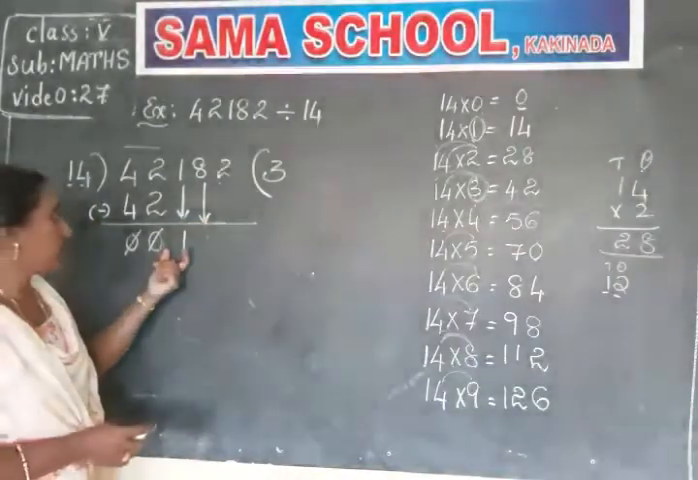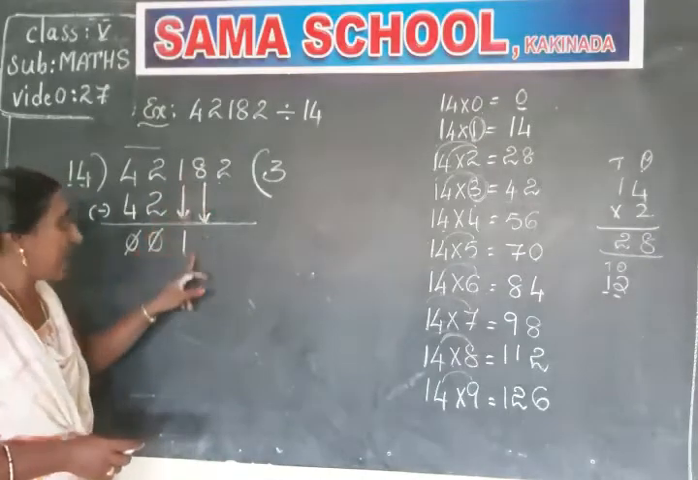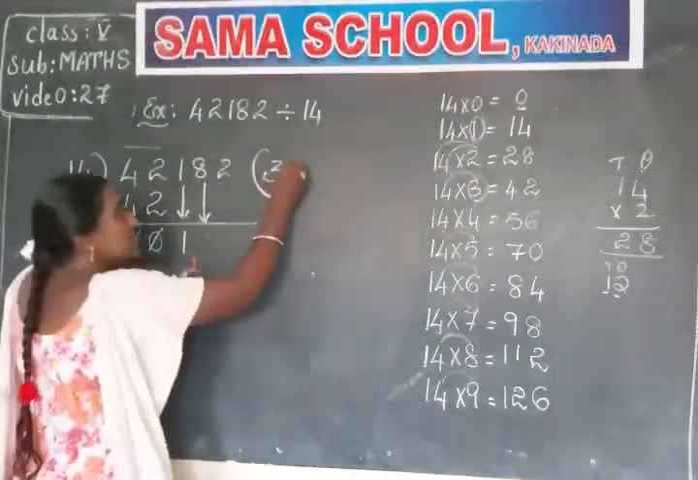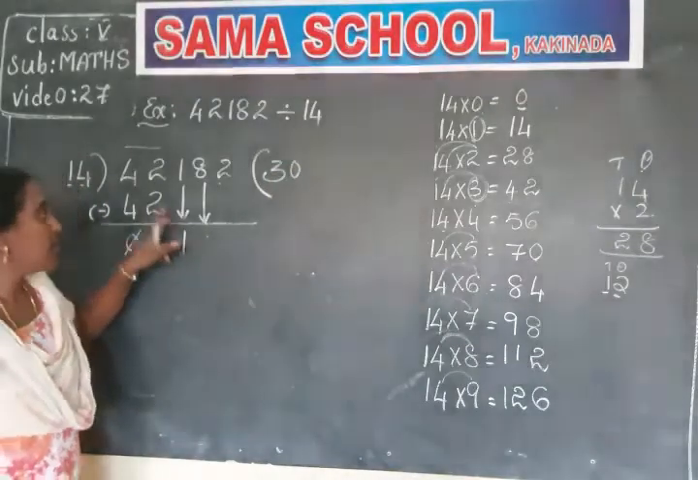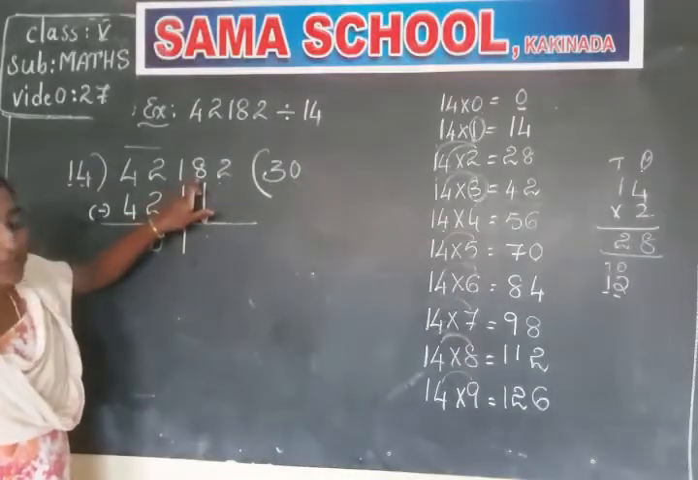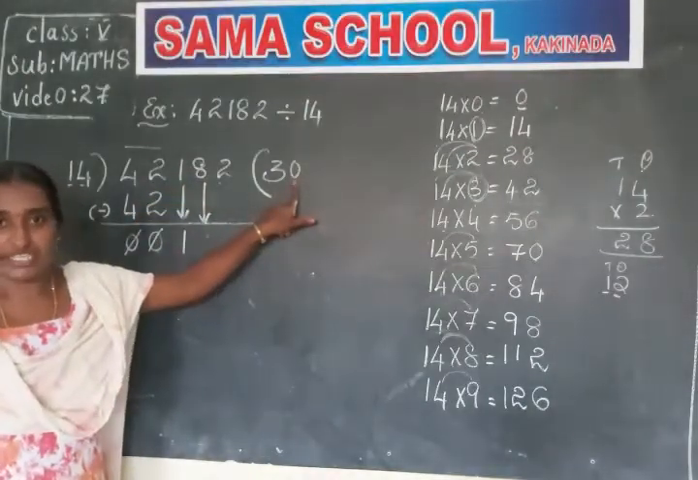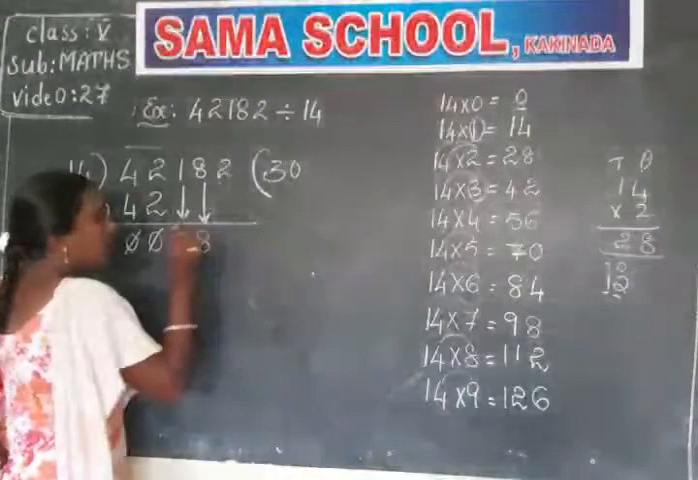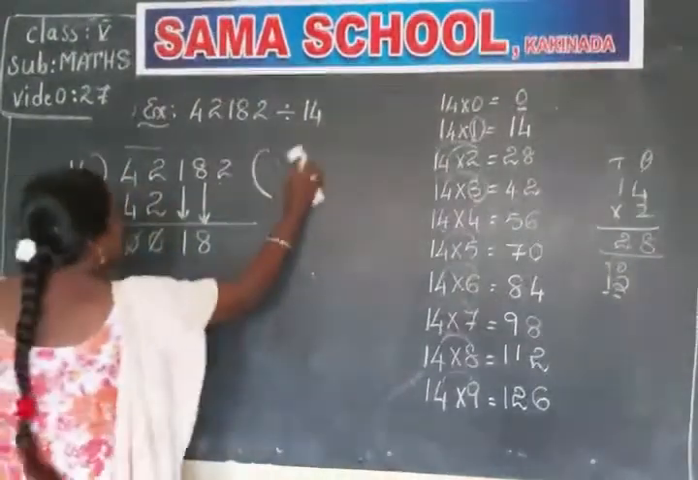Same time. Okay. But when we are taking 2 digits at a time, we have to put a 0 in the quotient place. Right children? Did you understand? When you are taking the 2 digits from the dividend at a time, we have to put 0 in the quotient place. Now you can bring down 8. Is it clear? Let me explain clearly.